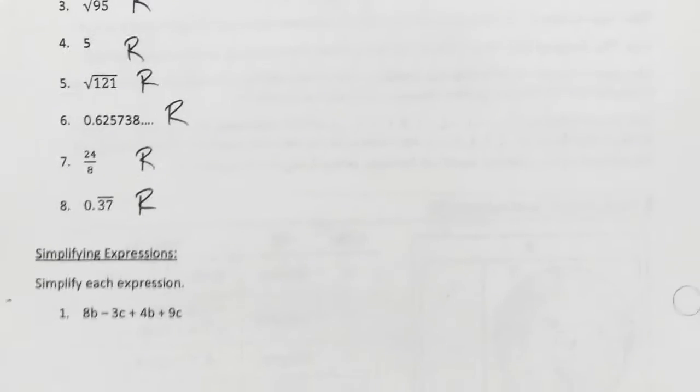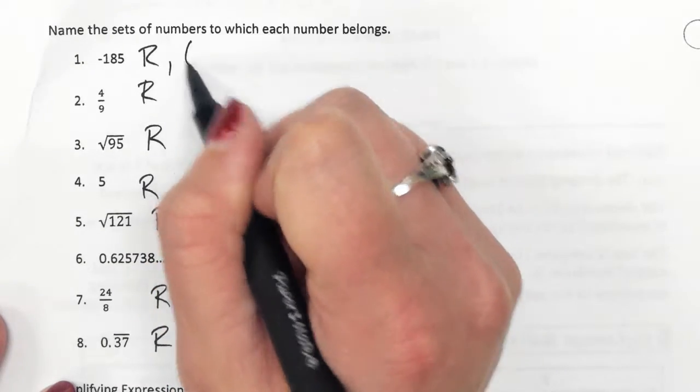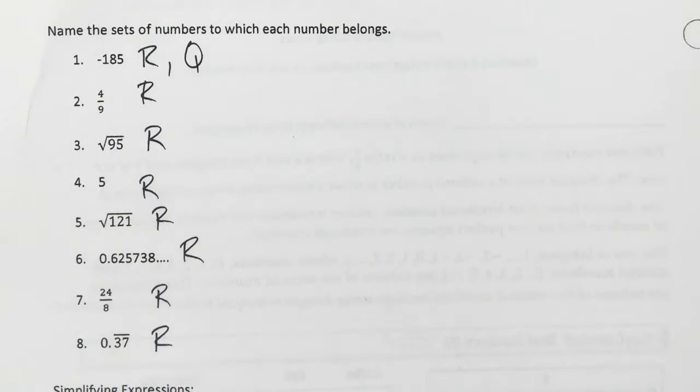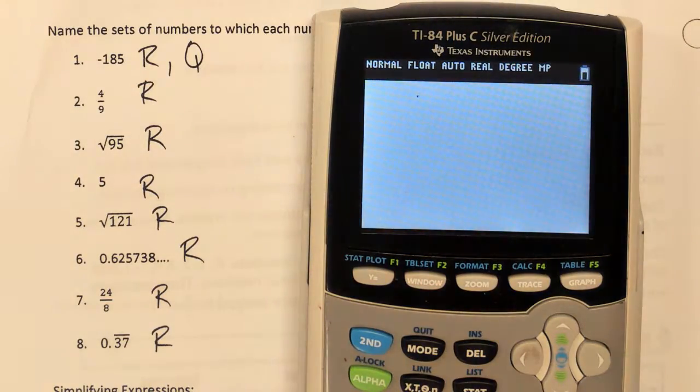Here we go. Let's classify them. Real numbers is like everything. A real number is everything for right now. Later we'll learn about different ones. All right, negative 185. Is it rational or irrational? What was the symbol for rational? Q. Well, how do I figure out 4/9 as a decimal? Maybe put it in the calculator. You put it in the calculator and you get 4 divided by 9. And what do you get?